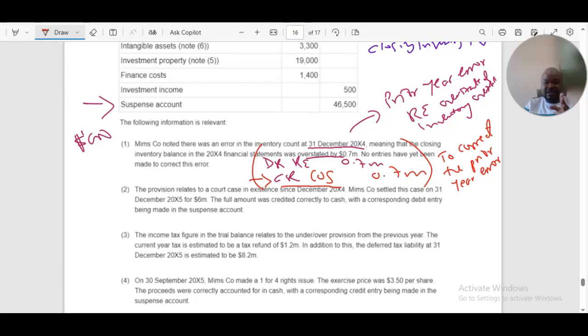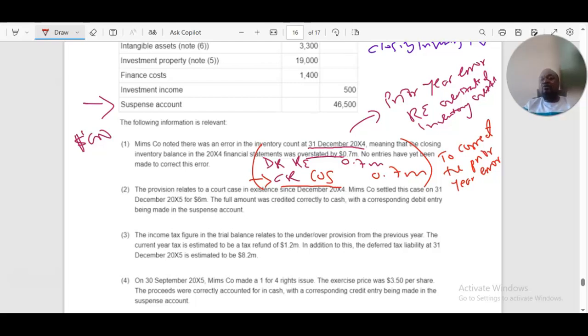Please just replay that part of note 1. It's very essential, why we are debiting the retained earnings and crediting the cost of sales. We said that if inventory is overstated, the retained earnings will be overstated, that is, will be credited. But this was a wrong position. So we need to correct the retained earnings by reducing them. So we are debiting the retained earnings.